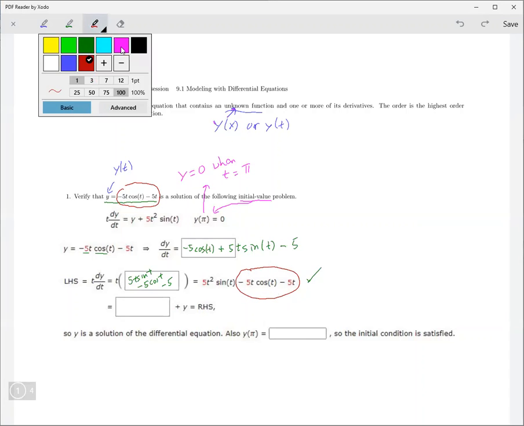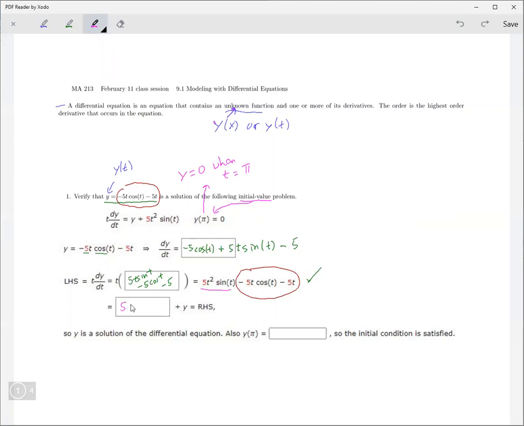And so this part, we'll put in the box there. (5t squared sine t plus y). So this part's the plus y. So that goes there, and that's equal to the right-hand side. So the right-hand side is this, (5t squared sine t plus y). So that's y plus 5t squared sine t. Okay, so that's pretty much it. So y is a solution of the differential equation. So it's a solution of this part.